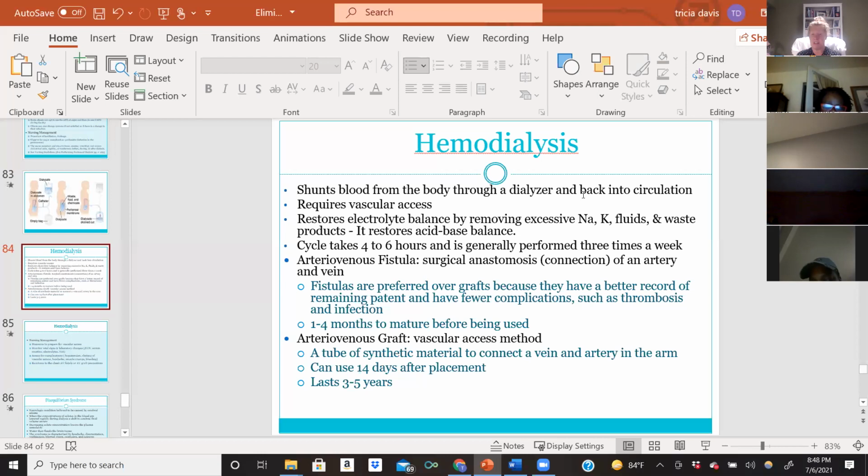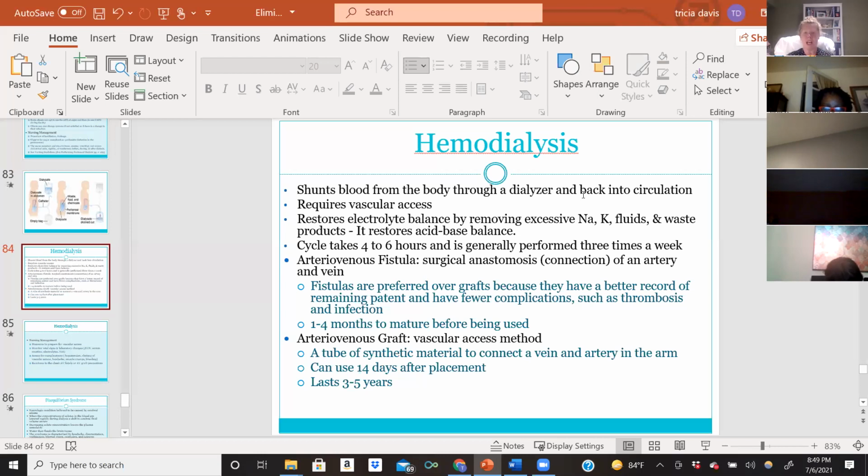such as a bacterial infection or developing a thrombosis. So we prefer fistulas, but the downside about fistulas is that after you get one, it's 1 to 4 months for them to mature before you can actually use them. An arteriovenous graft is another vascular access method. This is where they take a tube of synthetic material to connect a vein and an artery in the arm.